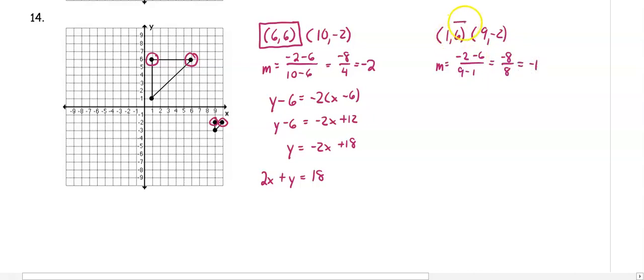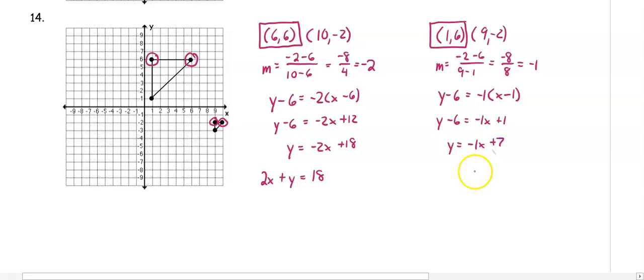So I'm going to use negative 1 and my first point right in point slope form. Y minus 6 equals negative 1 times x minus 1. We can distribute the negative 1. Y minus 6 equals negative 1x plus 1. When I add 6 to both sides, we have y equals negative x plus 7. So again, I'm going to get the x on the same side as the y. So we have x plus y equals 7.